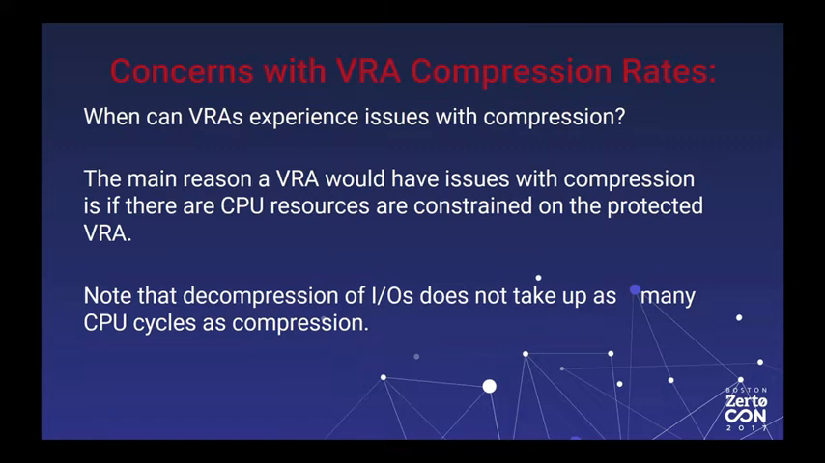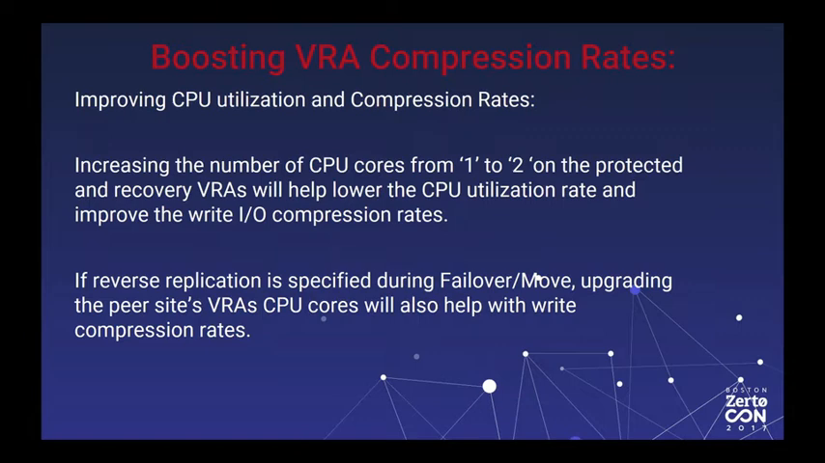Okay, so we have some concerns with VRA compression. What can we expect that can cause issues with compression? So the main reason a VRA would have issues with compression is CPU constraints on the protected site. For compression, we need more CPU cycles than decompression. Compression is far harder, I guess, than decompression. So if the VRA doesn't have enough CPU resources or is constrained, it cannot take more CPU than it needs for this compression, then we'll have some issues with the compression rate. So how can we boost it?